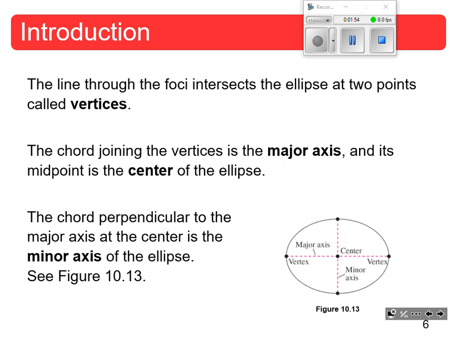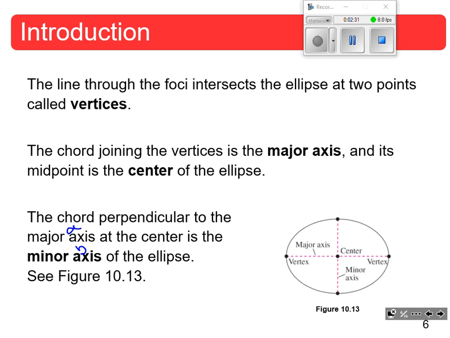Okay. Now, the line through the foci intersects the ellipse at 2 points called vertices. The chord joining the vertices is the major axis, and its center is the midpoint of that. The chord perpendicular to the major axis is called the minor axis. The major axis is always going to be longer than the minor axis, and we're going to denote major with A, minor with B.